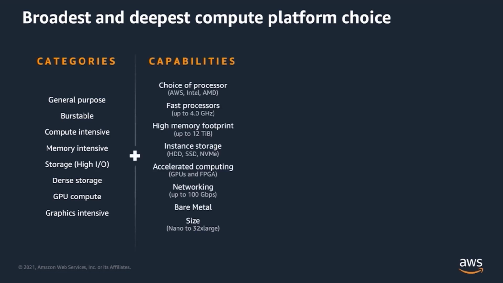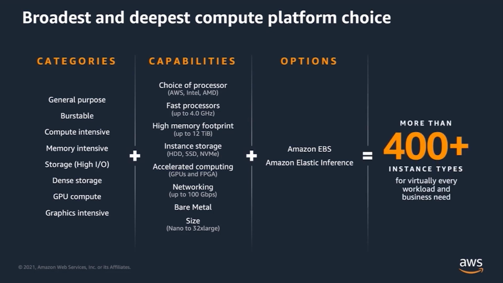And each of these instance categories can be further customized, including with the choice of processor, the type of storage, things like ultra high-speed networking, and even bare metal options. You can add in other options such as Elastic Block Store, and we have over 400 distinct instance types, giving our customers the most choice and flexibility when it comes to compute.